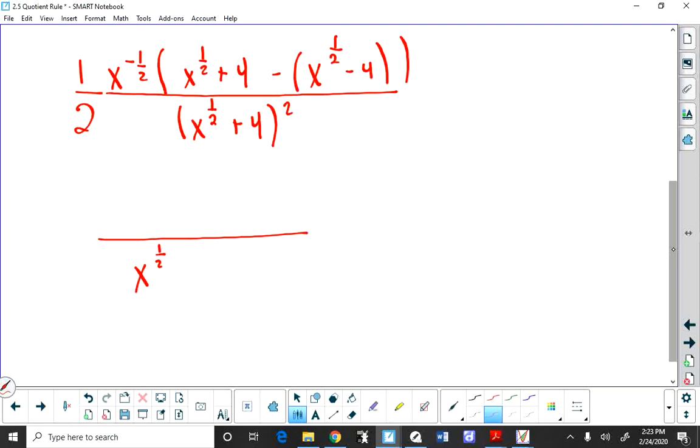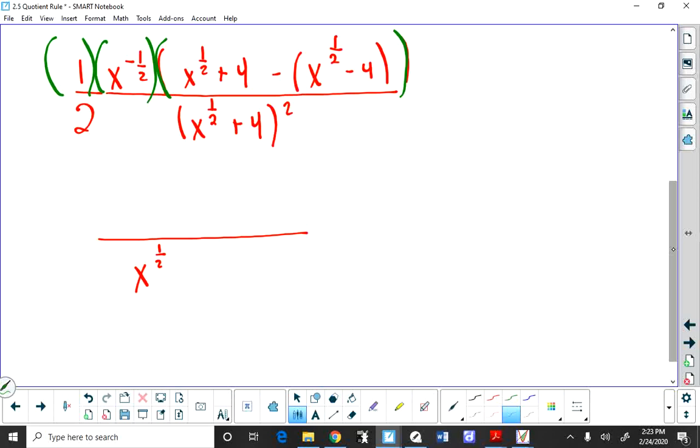And I want to spend a minute explaining why we're allowed to do that. Because you're not always allowed to just take something on the top with a negative exponent and throw it on the bottom. We are allowed to do it because on the top, the thing that has the negative exponent is an entire factor of the top. It's being multiplied on both sides. If it was x to the negative half plus 8, you can't move that x to the negative half to the bottom.